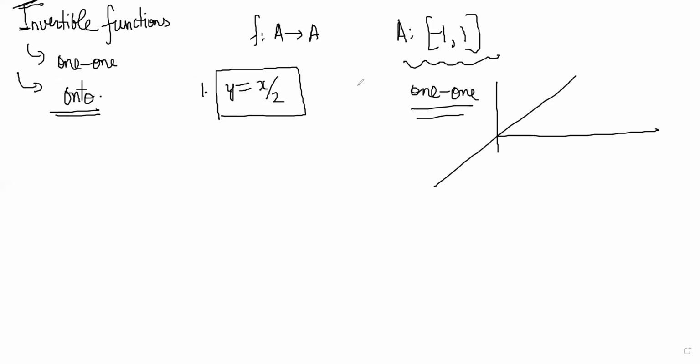And clearly it will be onto, because codomain is this and range of this will be itself, right? So A only. So this is invertible.